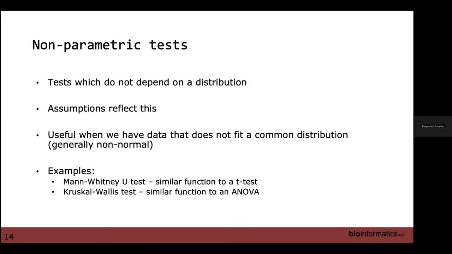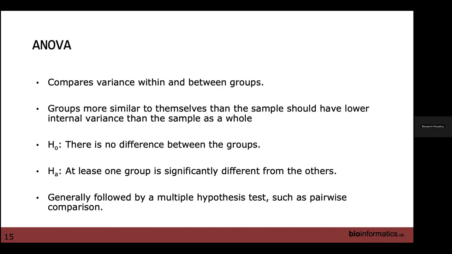A couple of examples: the Mann-Whitney U-test, which serves a very similar function as a t-test, as well as the Kruskal-Wallis test, which serves a very similar function as an ANOVA test. Speaking of ANOVA, it is a very good test for paring down lots of data quickly. ANOVA is an analysis of variance, and it works off the principle that groups that have more in common with one another than with the population at large will have lower variance between them, right? It's quite an easy test to visualize in your head.